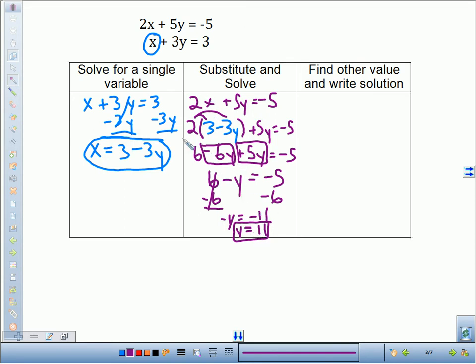Now what that means for us is that since I know that y equals 11, I can take y and plug it back into the equation I got from step 1 and get the number for x. So I'm going to start by rewriting the equation from step 1. I will rewrite x equals 3 minus 3y. Now wherever I see y, I'm going to plug in 11 because y equals 11. X equals 3 minus 3 times 11.